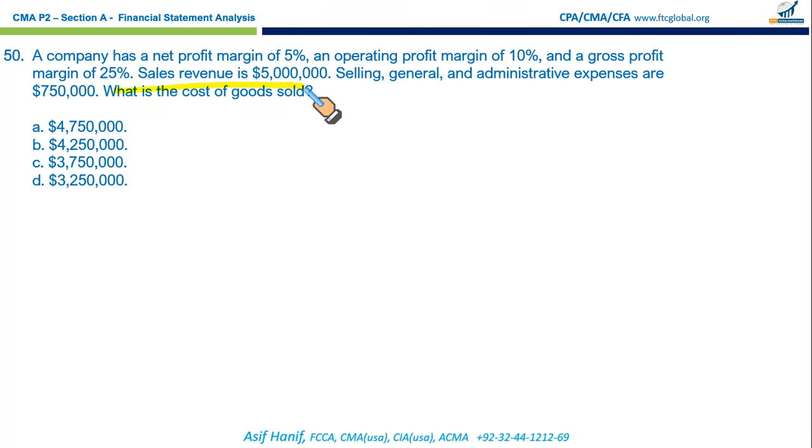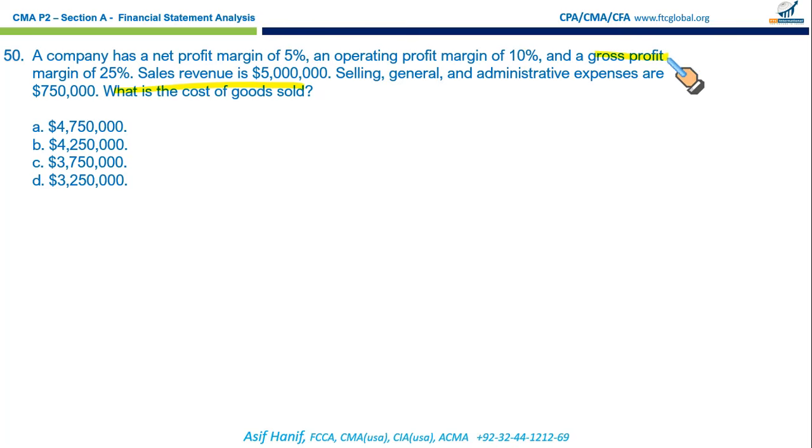What is the cost of goods sold? It says a company has net profit margin of 5%, operating profit margin of 10%, gross profit margin of 25%, sales revenue 5 million, selling admin expenses are total 750. What is CGS? It's a one-line question. Don't need to overdo. Try to find sharper, quicker way of doing this. Excellent, Krishnan, you got it right.